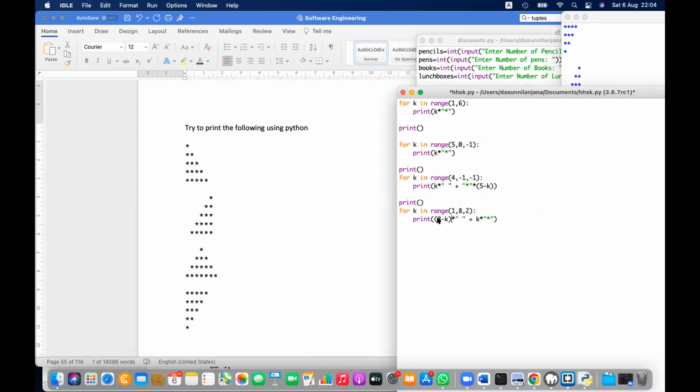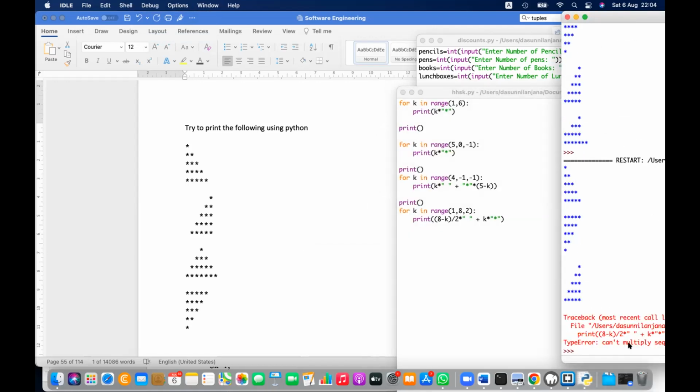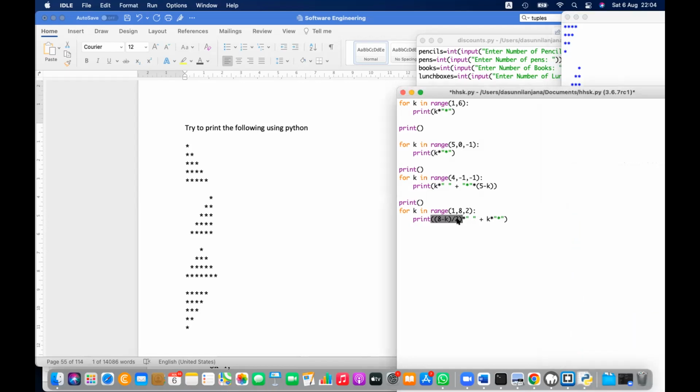8 minus k divided by 2. I'm dividing it by 2, half of that. But the problem is when you're trying to multiply, you can't multiply with decimal numbers. Right? That is another problem. Let's convert that to integer. Whatever decimal number you got, you can make it an integer. Or you can apply floor division. So that is another way. Okay, let's try this integer conversion.